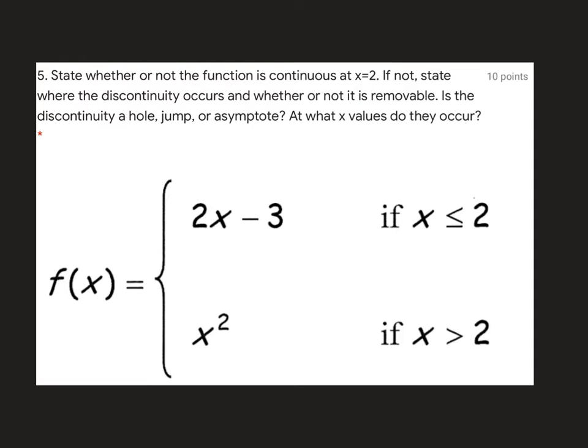So here we are with an example problem from our last assignment on continuity, and this specific problem is asking us to figure out whether or not this function is continuous at a specific value, so at the value of 2. So 2 will be our c value for this problem. It's also asking that if there is a discontinuity, is it a hole, a jump, or an asymptote?